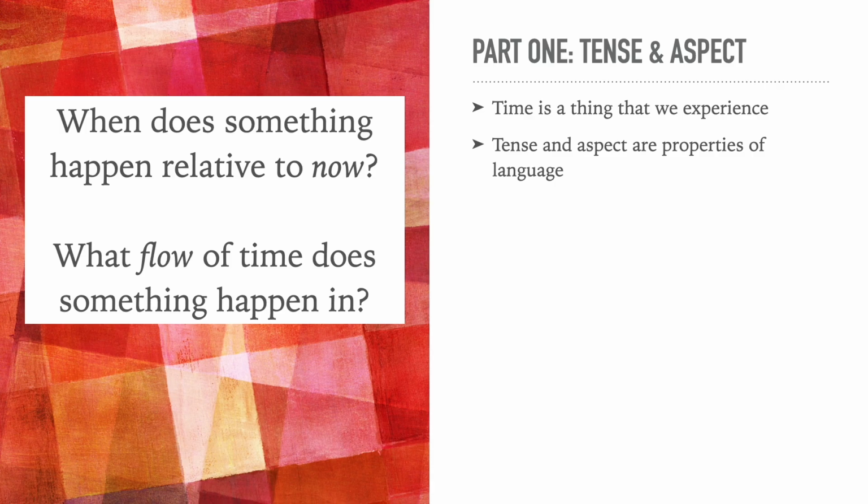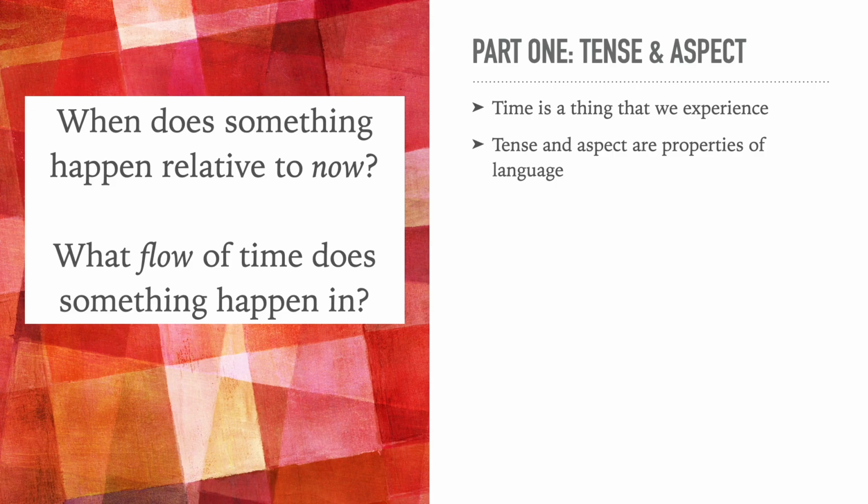So one of the most important things to remember here is that tense and aspect are properties of language. Tense and aspect only exist in language. Time is a thing that we experience, and you could have no language whatsoever if you lived out in the middle of nowhere and had no contact with people, never acquired language, you would still have a concept of the passage of time. But tense and aspect are things that only exist in language. They are actually a phenomenon in language. That's a really important thing to remember.